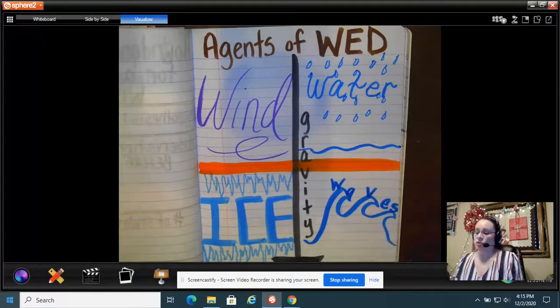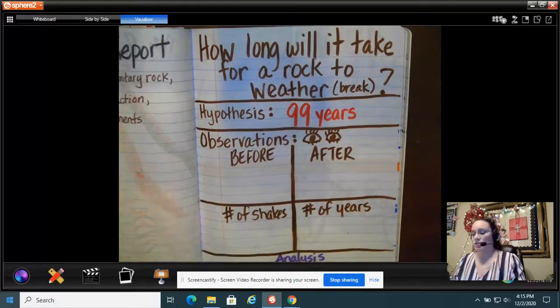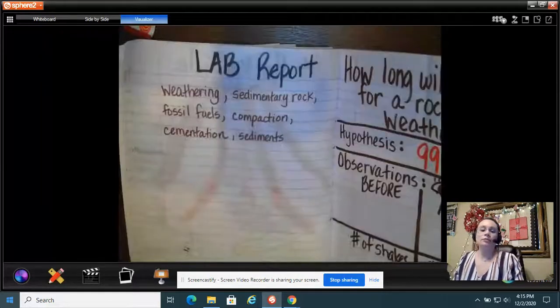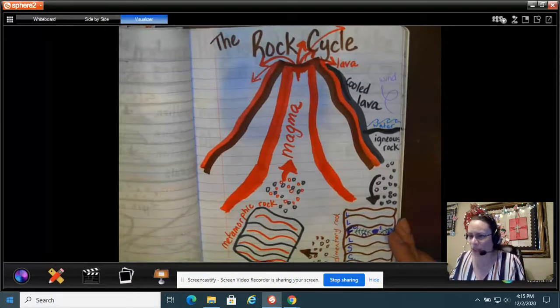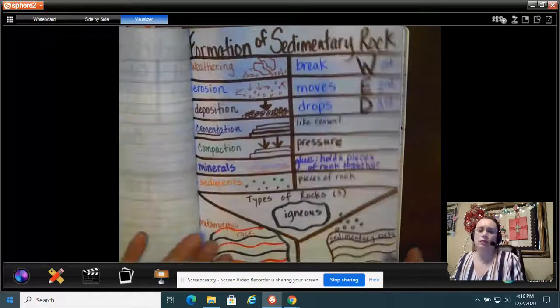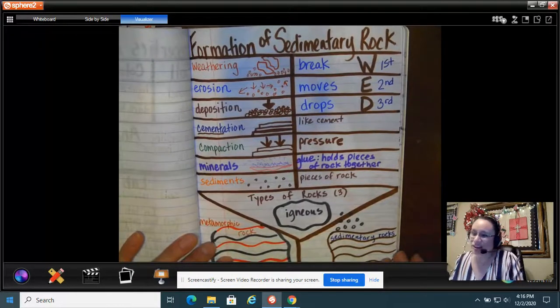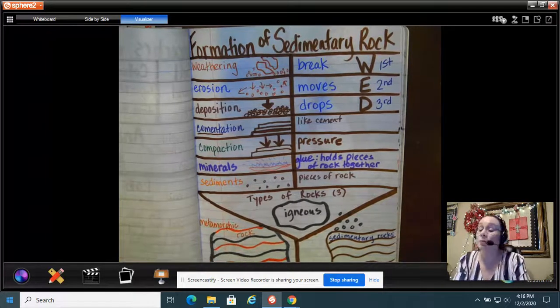So I have agents of WED, my lab report on the left side. I have my volcano so I could see exactly how these rocks are formed, the rock cycle. And then I have my vocabulary words, not all 18, but they're all in there somewhere in all those pictures that we drew. I hope this helps you update your science notebook for week 3.2.